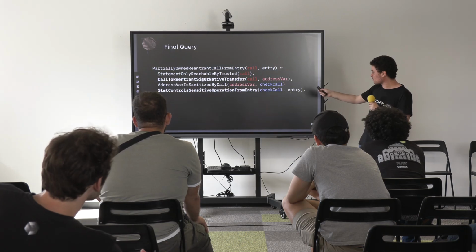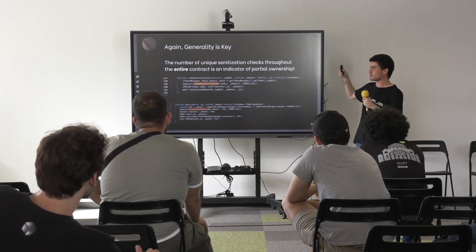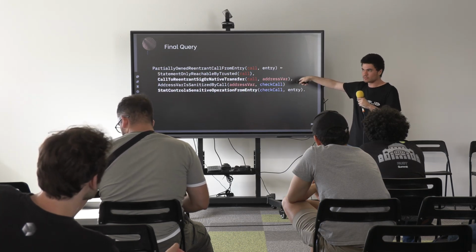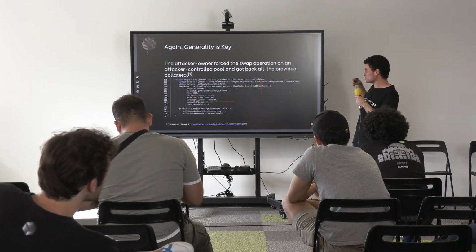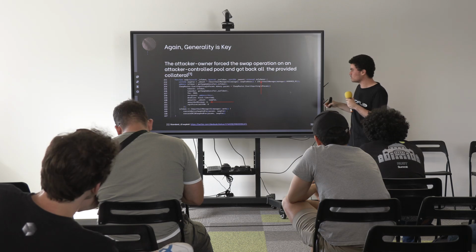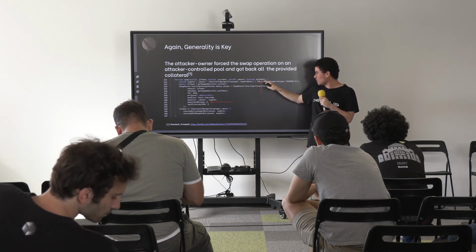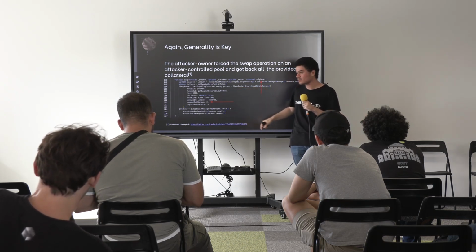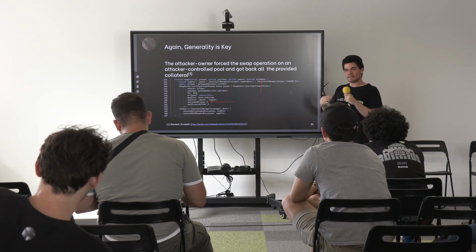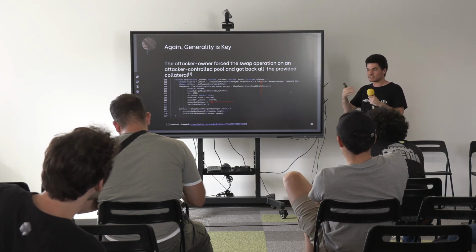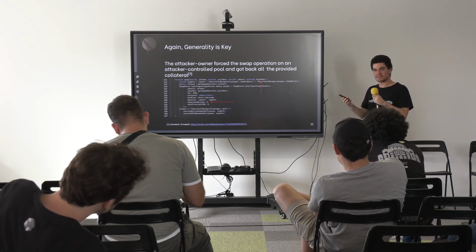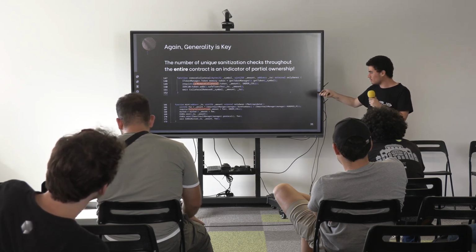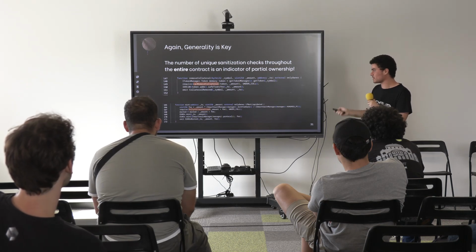And if we incorporate the number of unique sanitization checks throughout the entire contract into a new detector, like this one, then we will be easily able to detect that even though only the owner of the contract can reach this completely unprotected swap, we now know that the owner is incentivized to practically drain the contract, because we've seen instances where he's really restricted on the sensitive operations.